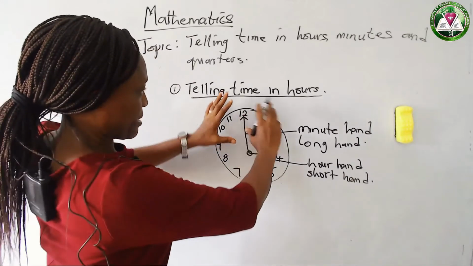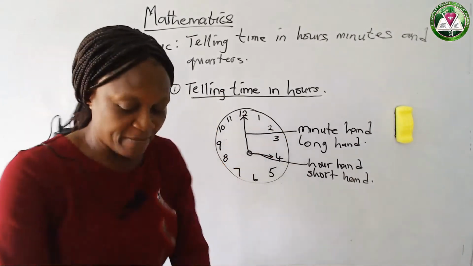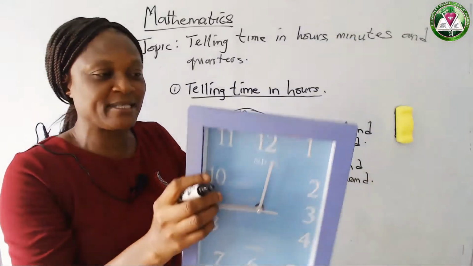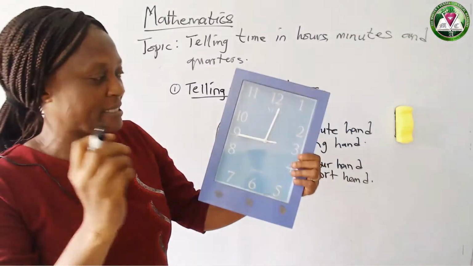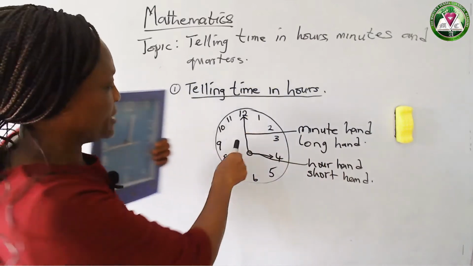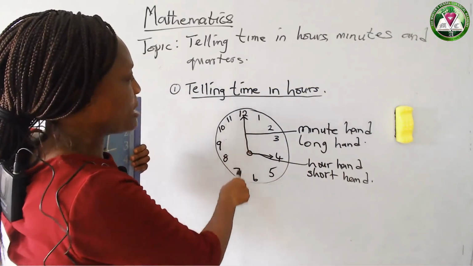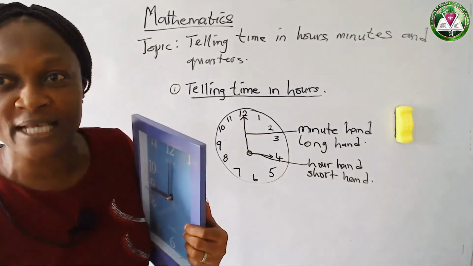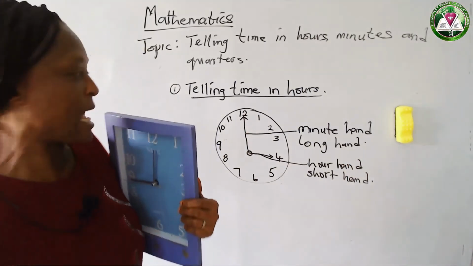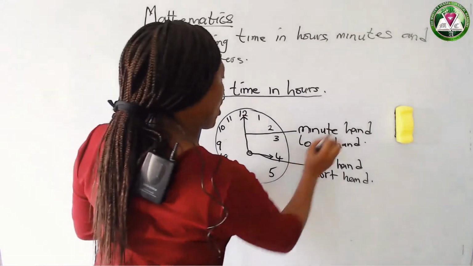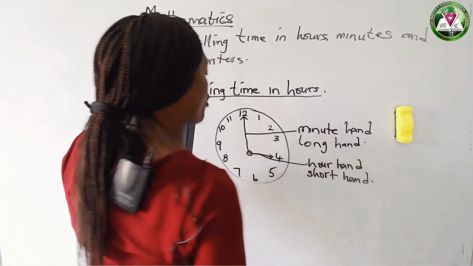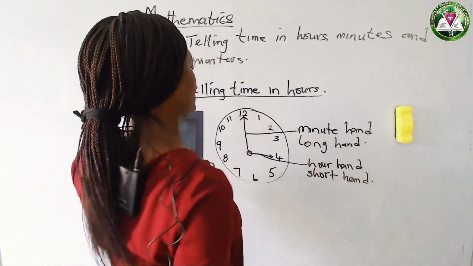So this is the clock face now. Like I said before, this is my clock face. Inside the clock face, you have two hands. This one, we call it the minute hand. We call it what? The minute hand. What did I say? The minute hand. Or you call it the long hand. Then you have the other one, the hour hand, or you call it short hand.